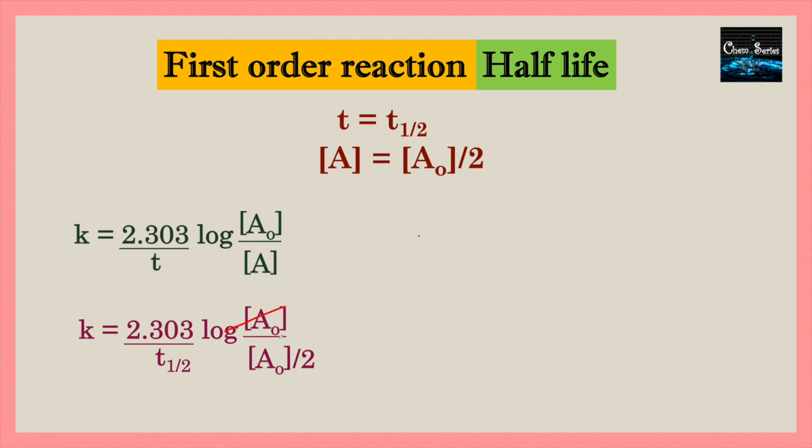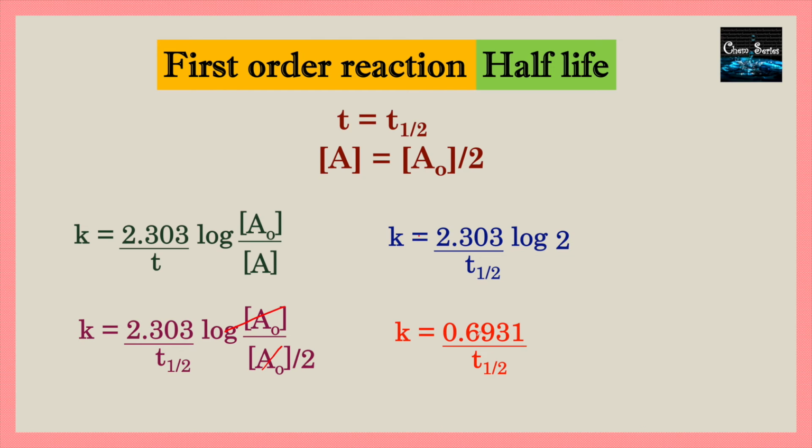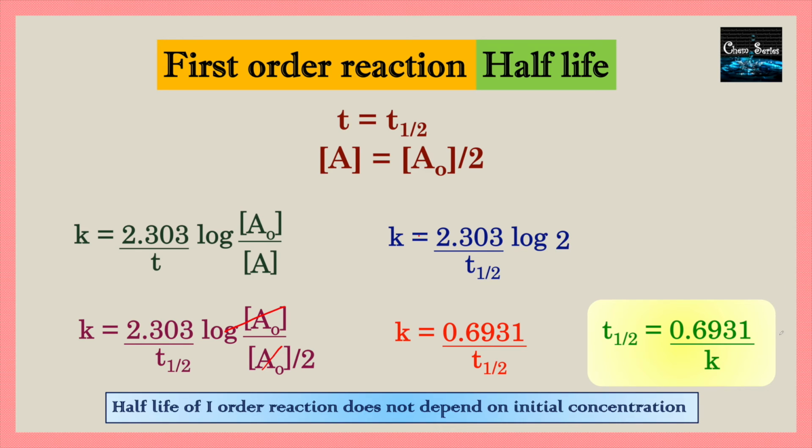This A naught and A naught will cancel each other, right? So you get k is equal to 2.303 divided by T half log 2. And what is the value of log 2? It is 0.3010. On multiplying it with 2.303, you get k is equal to 0.6931 divided by T half. So cross multiply this T half here because we need half-life, right? So T half is equal to 0.6931 divided by k. This is your half-life formula of first order reaction, and its unit is second.